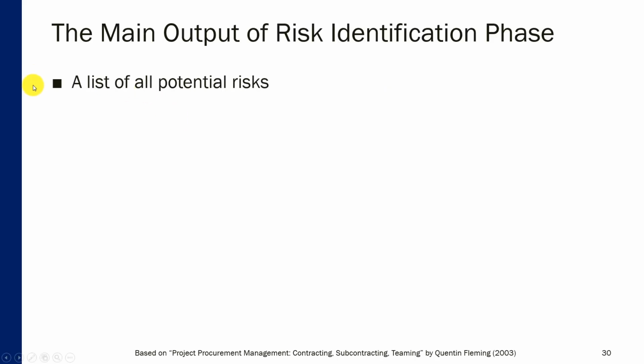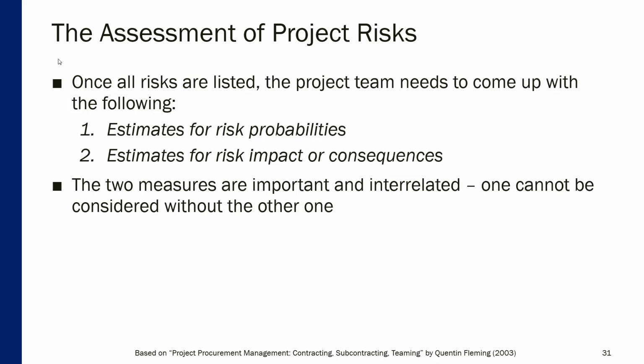The most important deliverable or outcome of the risk identification phase is a list of all potential risks facing a project, including risks related to procurement. Once all of the potential risks facing a particular project, whether those risks are related to procurement or not, are identified, the risks need to be assessed or analyzed or evaluated. So once all risks are listed, which is a result of the risk identification phase, the project team members need to come up with the following for each of the risks.